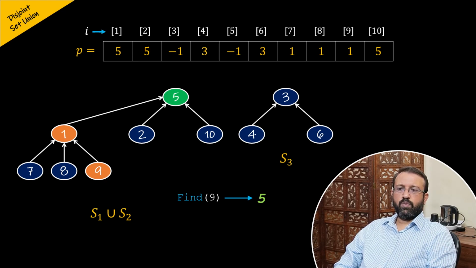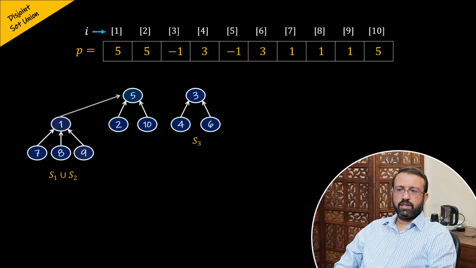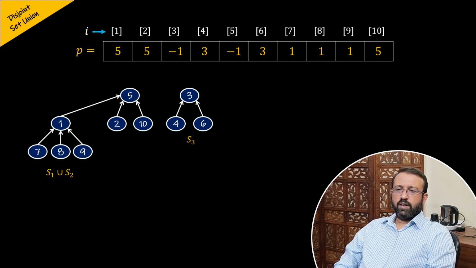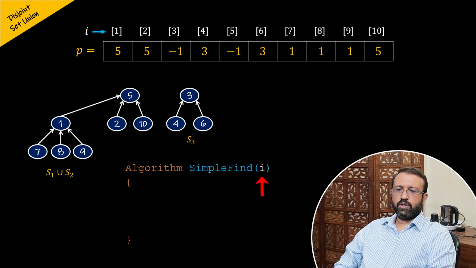So this is how we perform the find operation. Now let us look at the find algorithm. We will call this algorithm simple find, and this algorithm takes a parameter I. That is, the element we are trying to find the disjoint set to which the element I belongs. Then we need to follow the indices of array P from index I, then the index of its parent, and so on until we reach an index that stores the value -1.